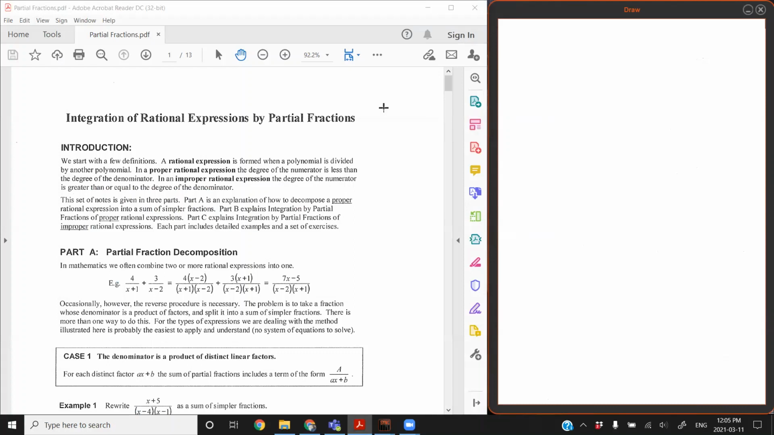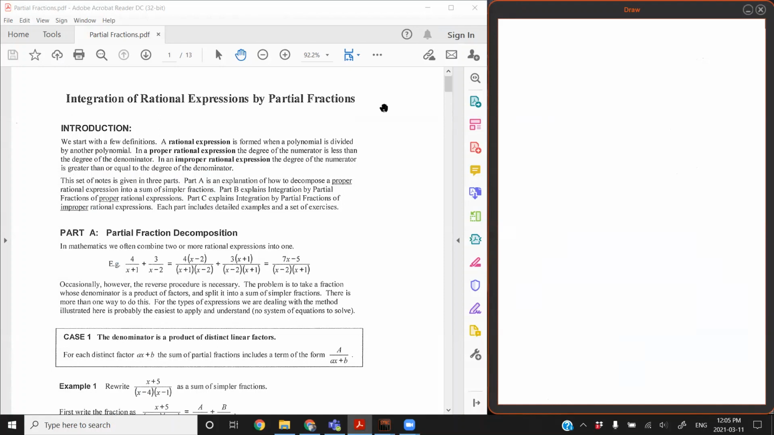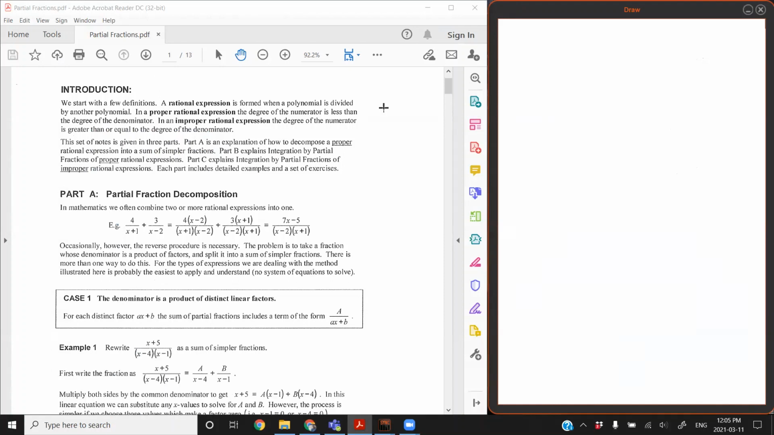that I started yesterday. Integration of rational expressions by partial fractions. Yesterday, I reviewed factoring, I reviewed long division, and I covered part one of this document, which is about decomposing a rational expression into a sum of simpler fractions.